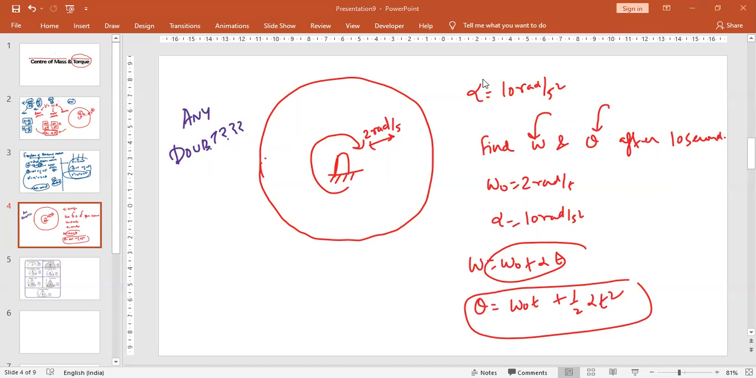Unit. So alpha is 10 radian per second square, omega is radian upon second, and for theta, it will be radian.